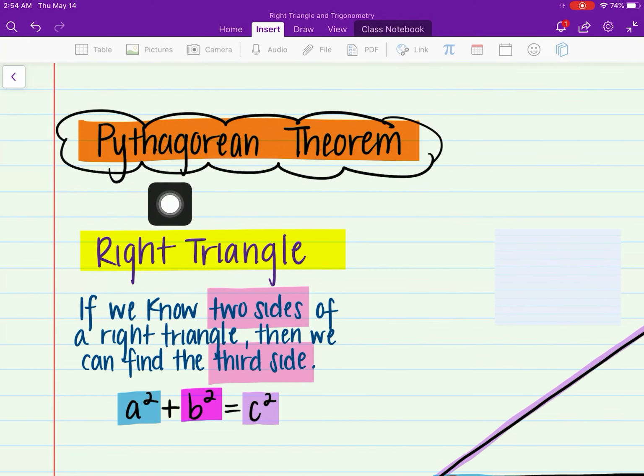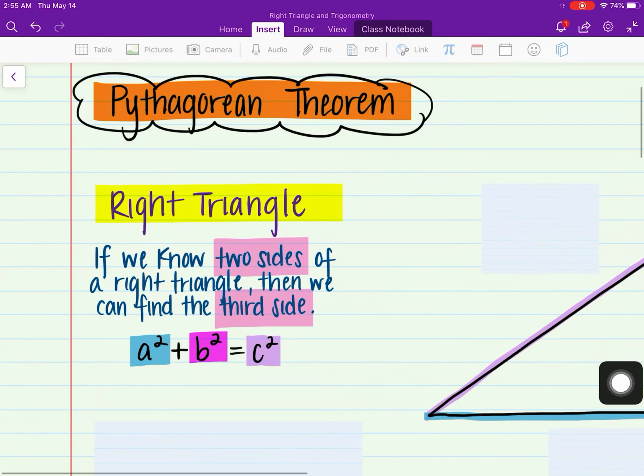Now, I did do a brief introduction on this in the previous chapter, but here's where we're going to be seeing it fully. So, Pythagorean theorem, once again, it's basically a formula we use in order for us to find one of the sides of a right triangle. So then if we know two sides of a right triangle, then we can find the third side by using the formula you guys see here. We have a squared plus b squared equals c squared.